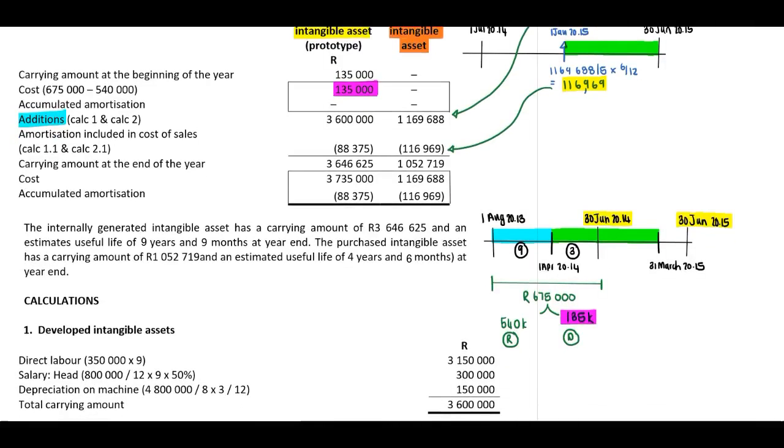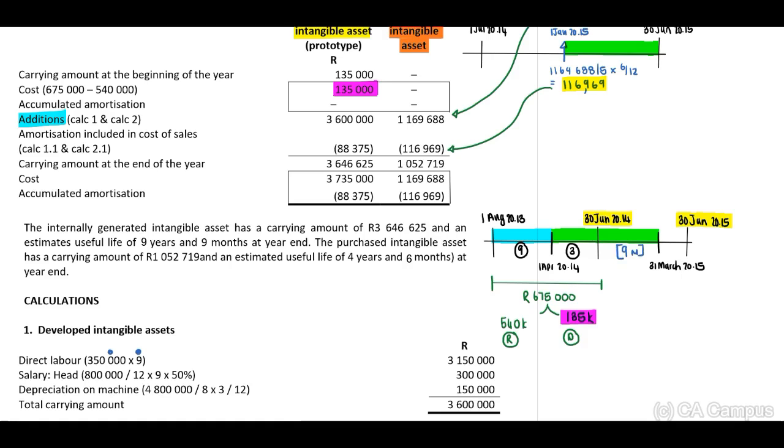Okay, now they've indicated to us that we have our direct labor, the 350,000 times 9 months. Why 9 months, guys? If you look at our timeline from 1 July 2014, therefore, July, August, September, October, November, December, January, February, March. This is a period of 9 months. Therefore, monthly salary times the 9 months.